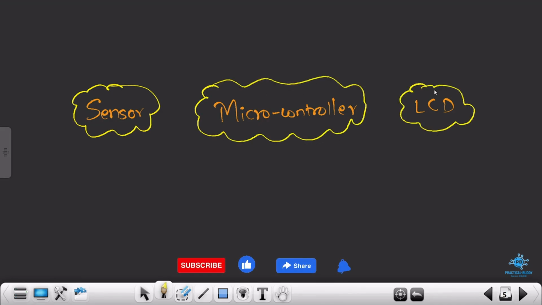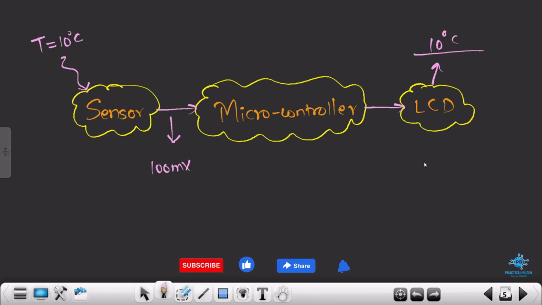Now we need to elaborate this particular block diagram. So you will get input to the microcontroller from the sensor. The temperature, let's suppose it is 10 degrees Celsius, so you know that the sensor will provide 100 millivolts at its output side. The microcontroller will store this data, and obviously it is going to give some hex codes to the LCD, and this LCD should display 10 degrees Celsius. It should not display this 100 millivolts, it should display 10 degrees Celsius. So that is my task.